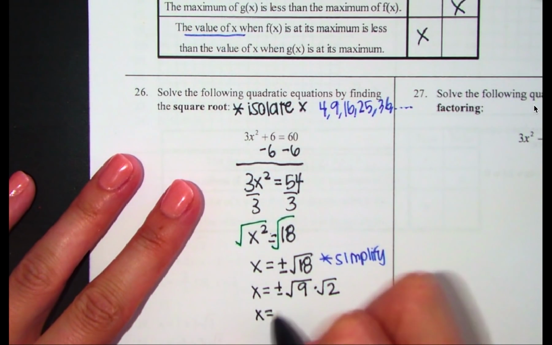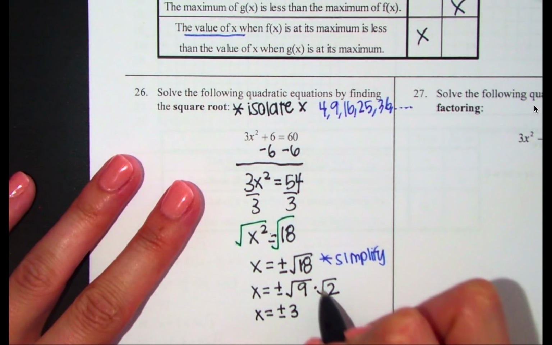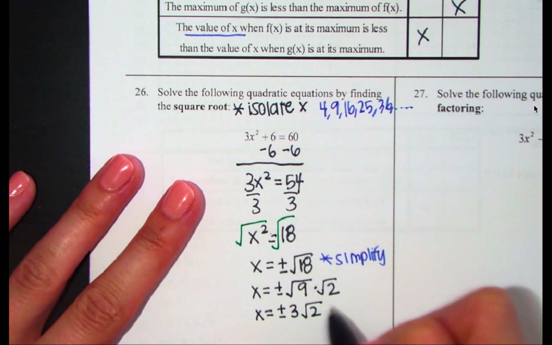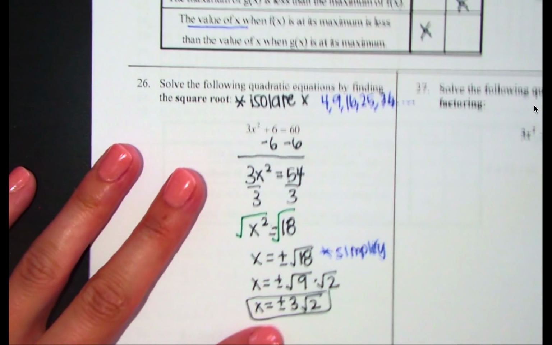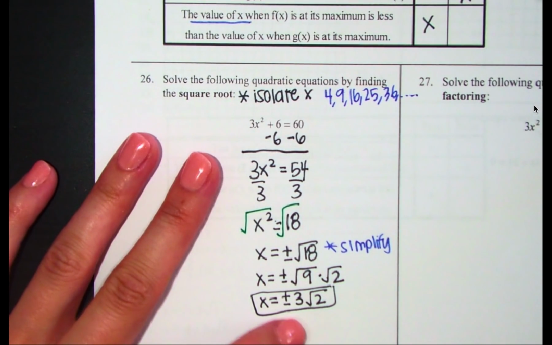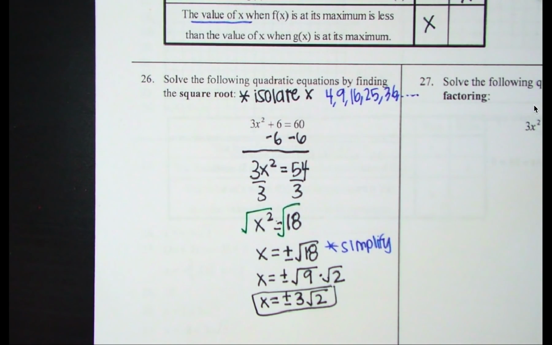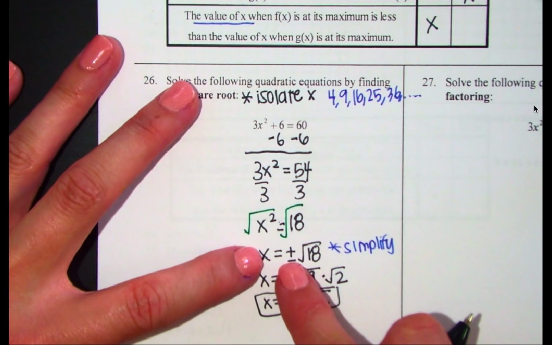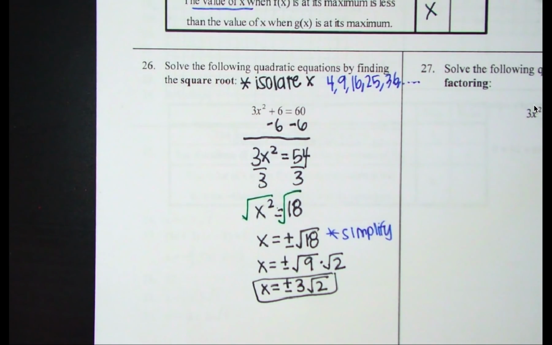And then you simplify. The square root of 9 is 3. Square root of 2 can't be simplified, so you just leave it. So you have two answers, positive 3 square root 2 and negative 3 square root 2. So don't forget, when you do square root, you always have plus or minus.